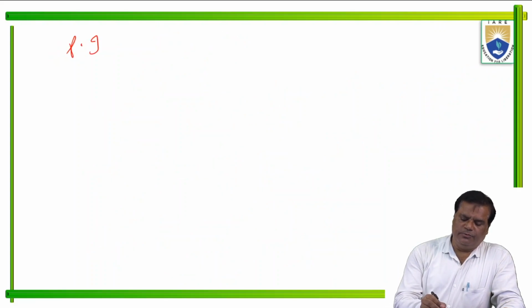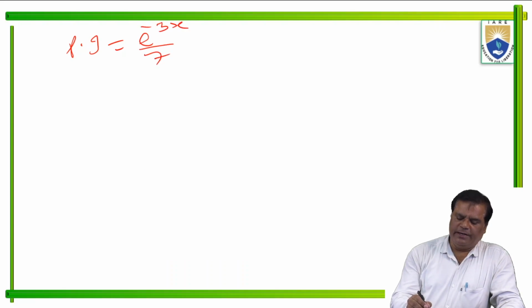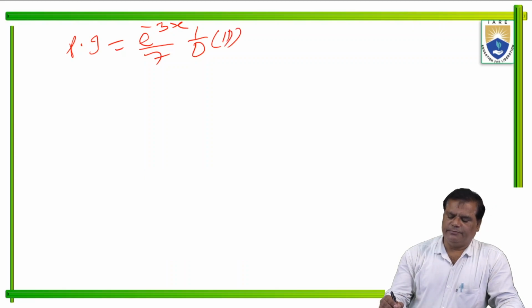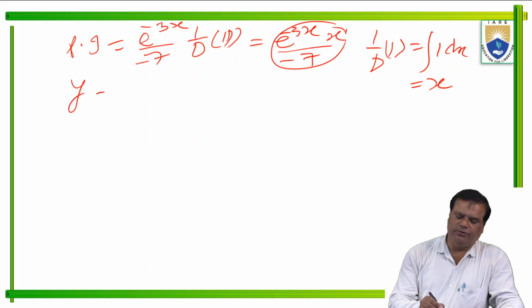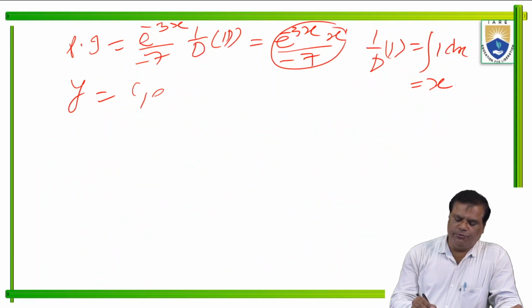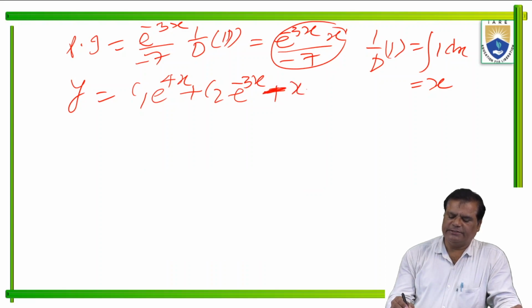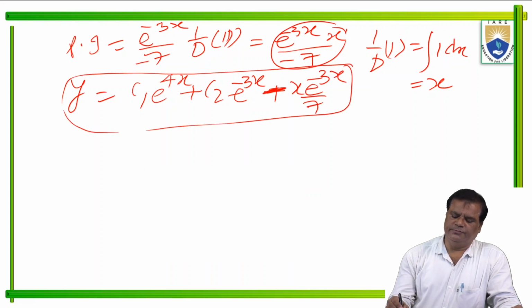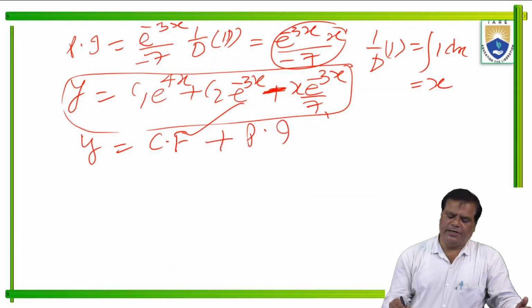So 1 upon D, Pi is equal to 1 upon D, e to the power minus 3x upon minus 7 and 1 upon D into 1. 1 upon D is integration. 1 upon D of 1 means integration of 1 dx. So that is x only. So this is e to the power minus 3x, here is the minus sign, and here is x, upon minus 7. This is Pi. So y is equal to total CF plus Pi. What is CF here? Minus 4, 3. So y is equal to C1 e to the power 4x plus C2 e to the power minus 3x plus Pi. Pi is minus x e to the power minus 3x by 7. So here we find the complete solution, CF plus Pi: y is equal to the complementary function plus the particular integral.